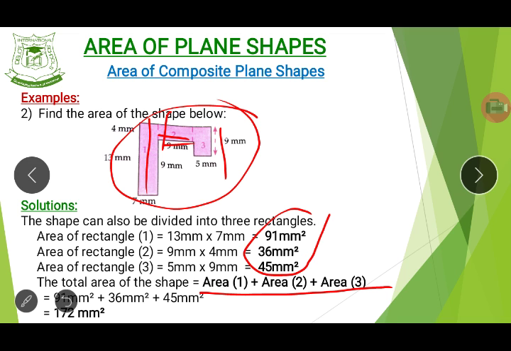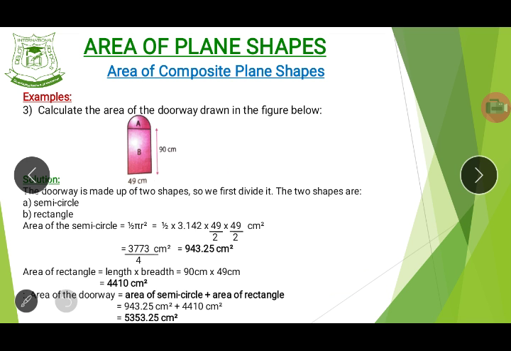So you add all the areas of the division of shapes together, and then you get the total area of that shape. All right, look at this one now. This one is also another one. It says calculate the area of the doorway drawn in the figure below. Now this is a doorway that you can see here.